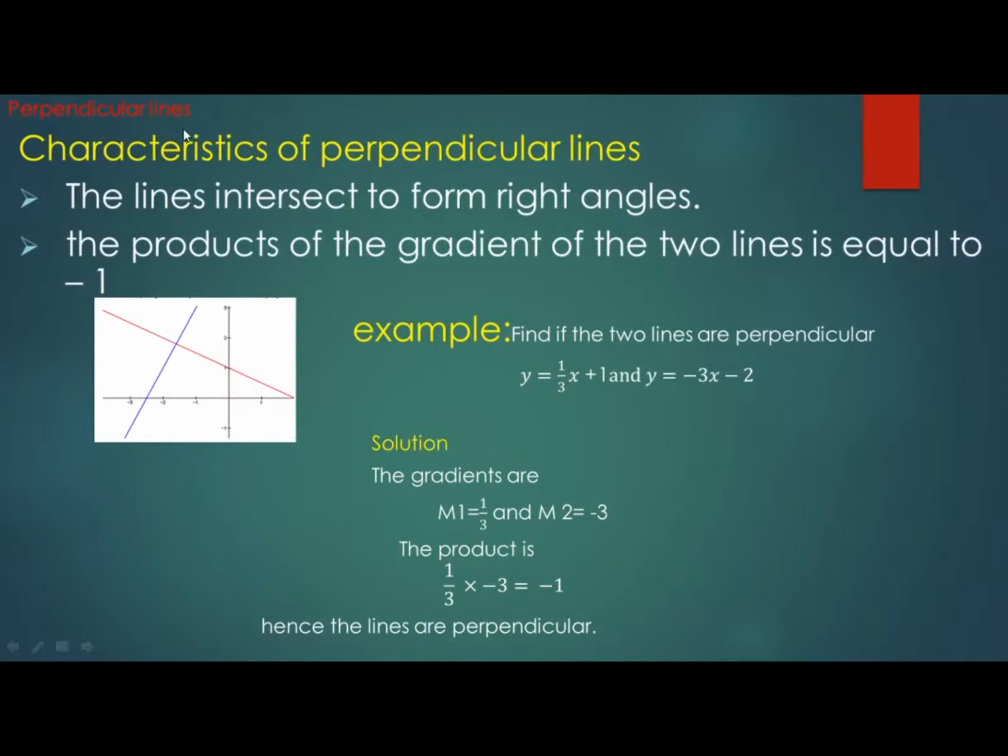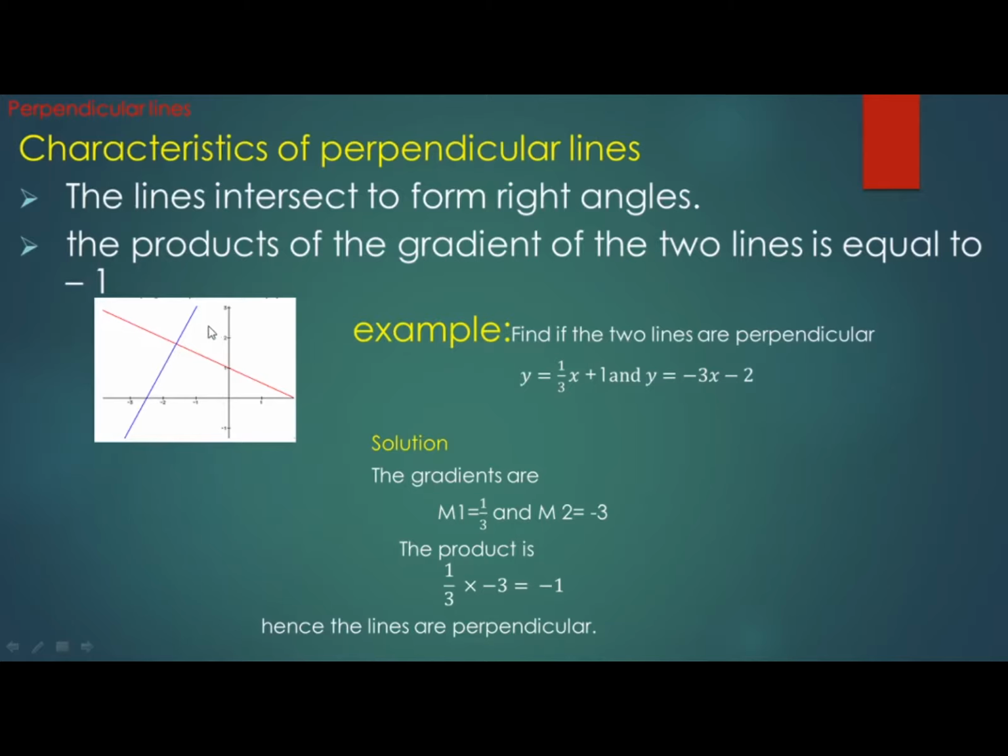We want to talk about perpendicular lines. We need to know some of the characteristics of perpendicular lines for us to understand how to do the manipulations. One characteristic is that when the lines intersect, where they intersect, they form right angles. They form 90 degrees. Like the red line and the blue line, they intersect, both are perpendicular. The angle they form here is 90 degrees.